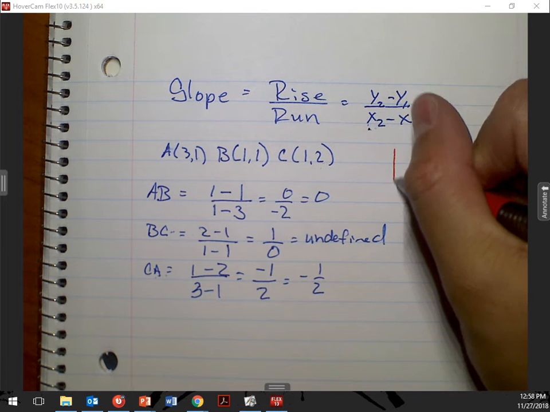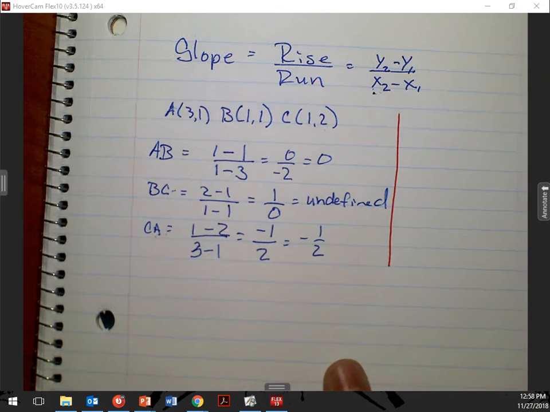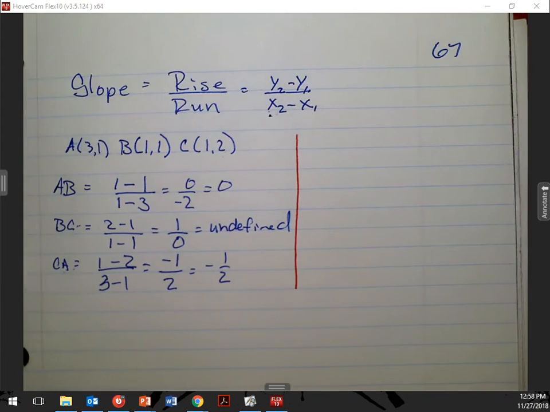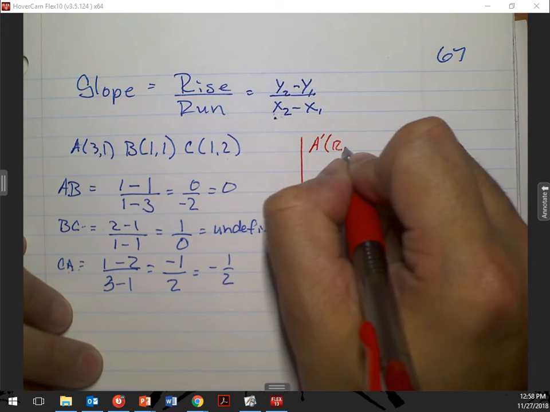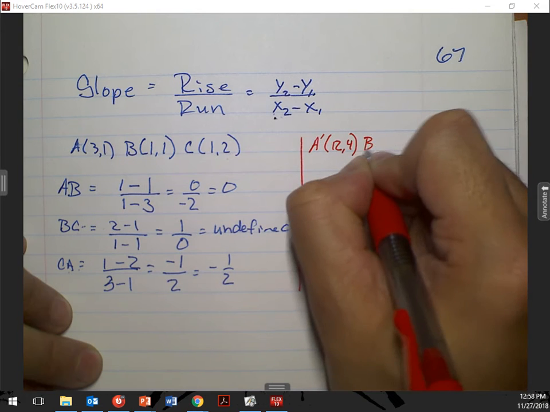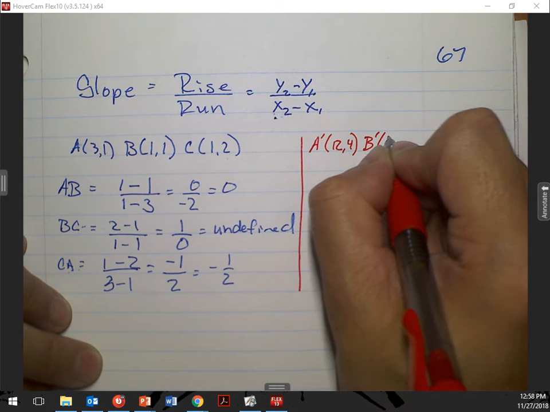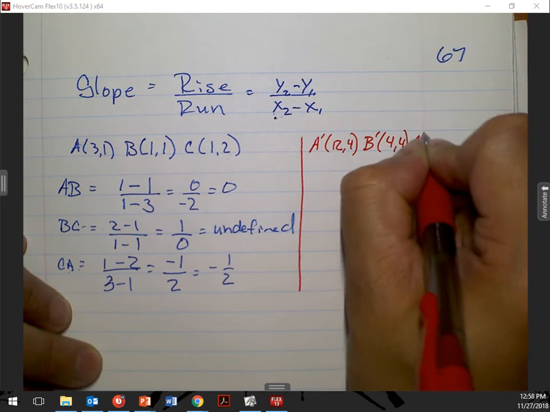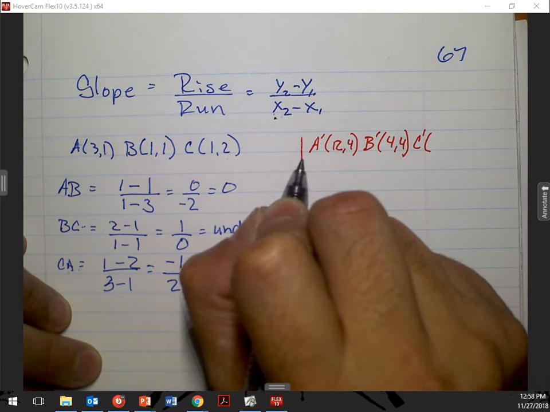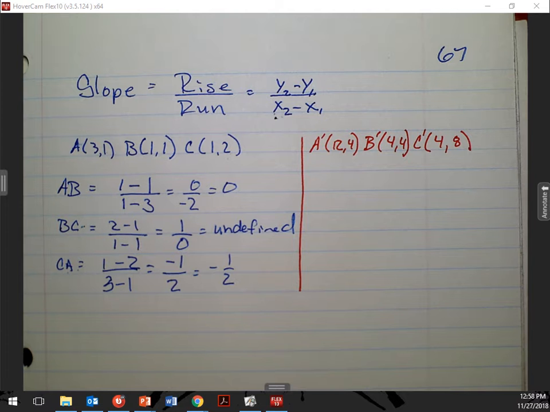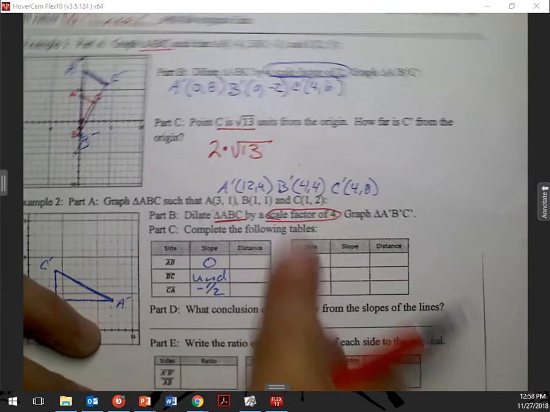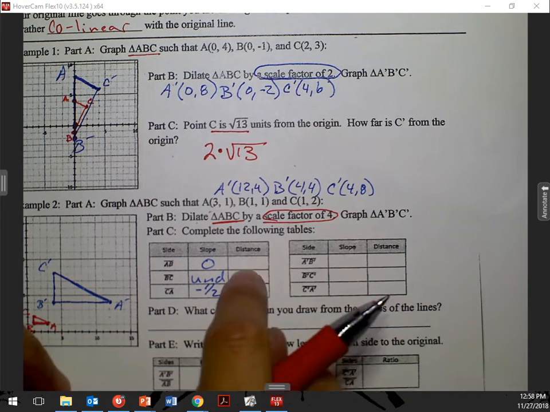So I'm going to try and partition my notes because I need the bottom to do the distance part. A prime was 12, 4. B prime was 4, 4. C was 4, 6. Okay, 4, 8. That's what I got from right here. We did that one already. We multiplied this by the scale factor.